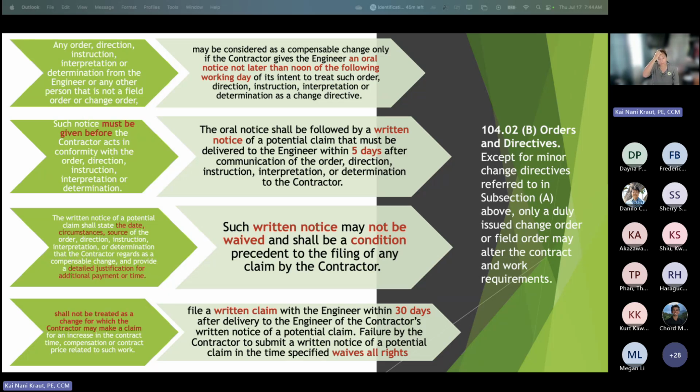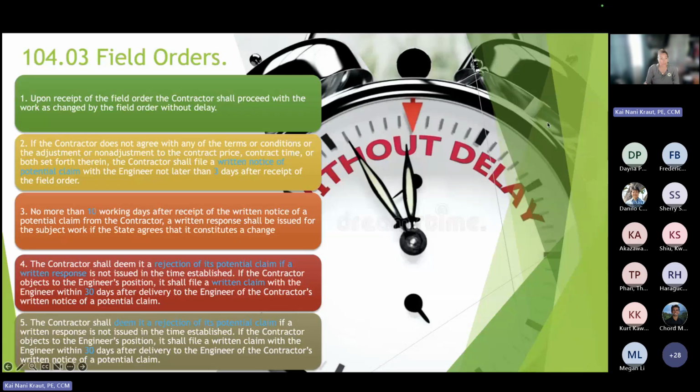So this is orders and directives. There's another section, and these two were kind of the same, so we're going to dissect this a little bit. Again, 03 talks about field orders. So what does it say? "Upon receipt of the field order, the contractor shall proceed with the work as changed by the field order without delay." So that means if we give them a field order, they have to do it, period. And if they disagree, not doing it is not their option. Their recourse is notification and then following up with a claim.